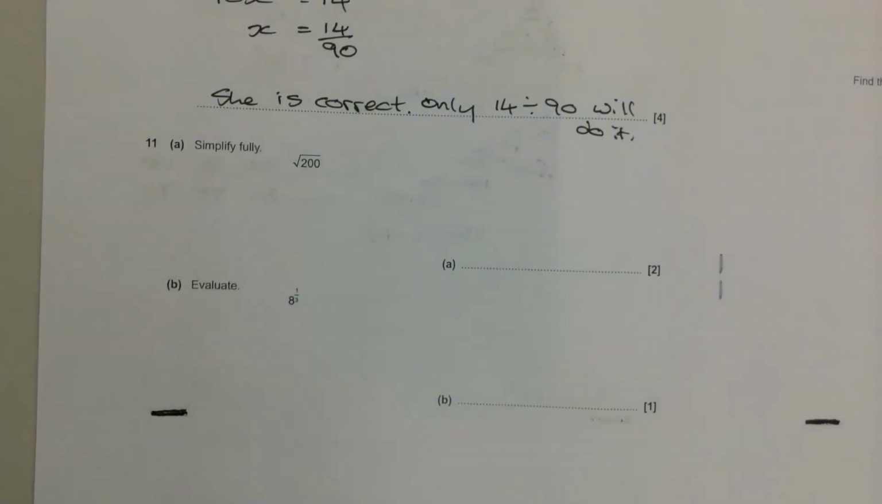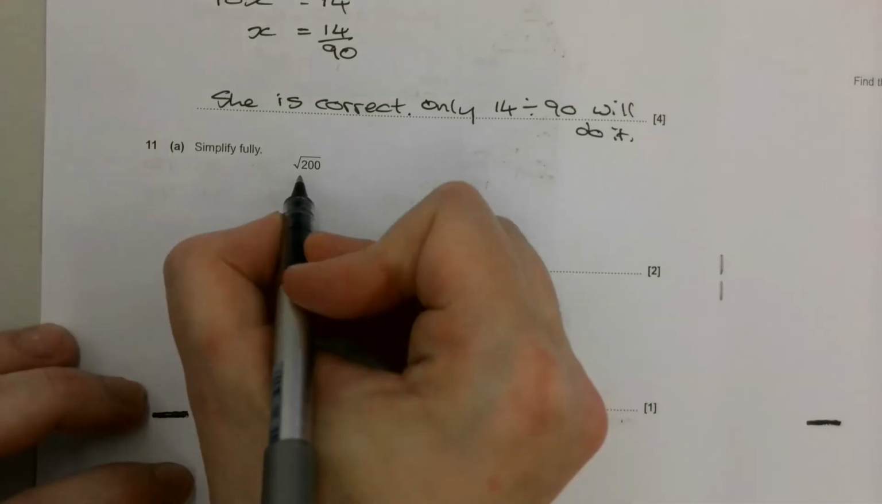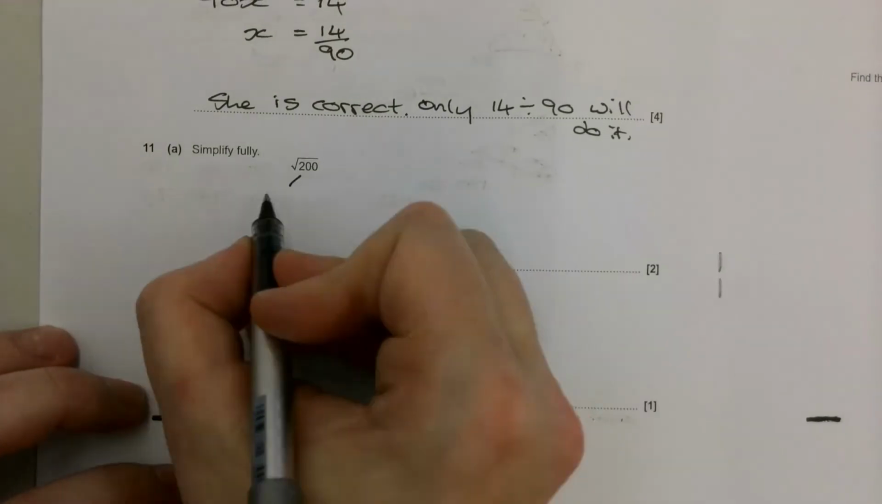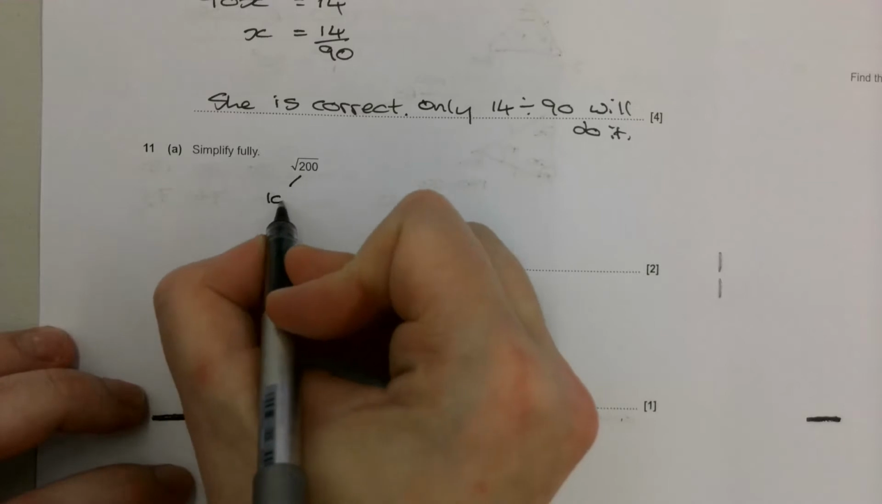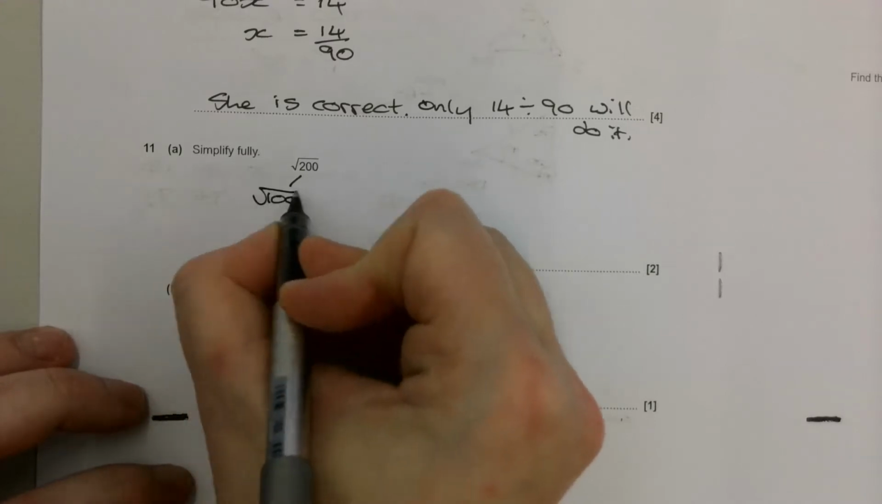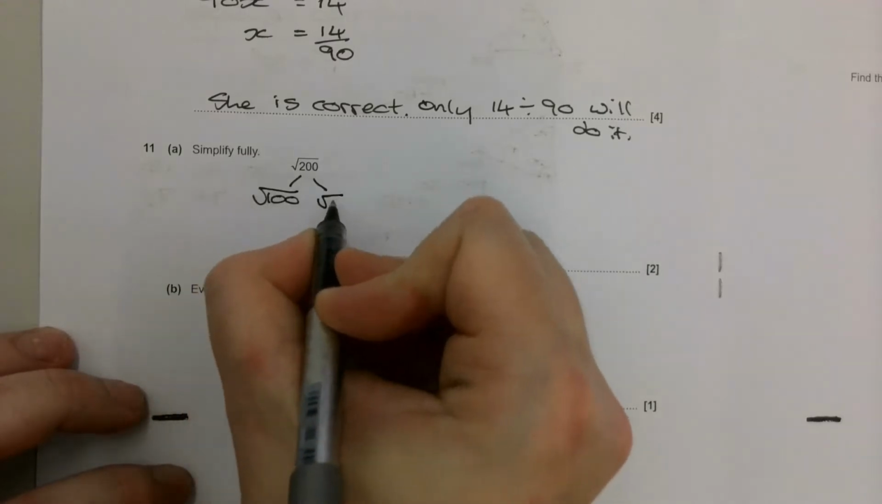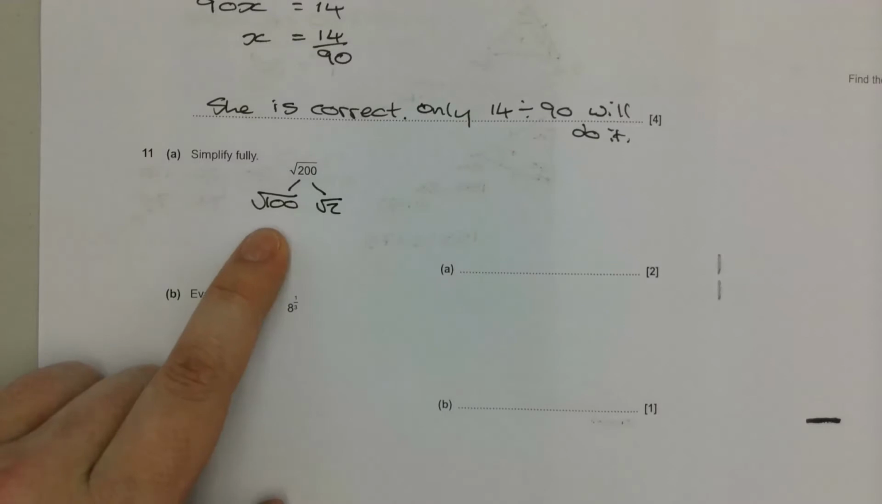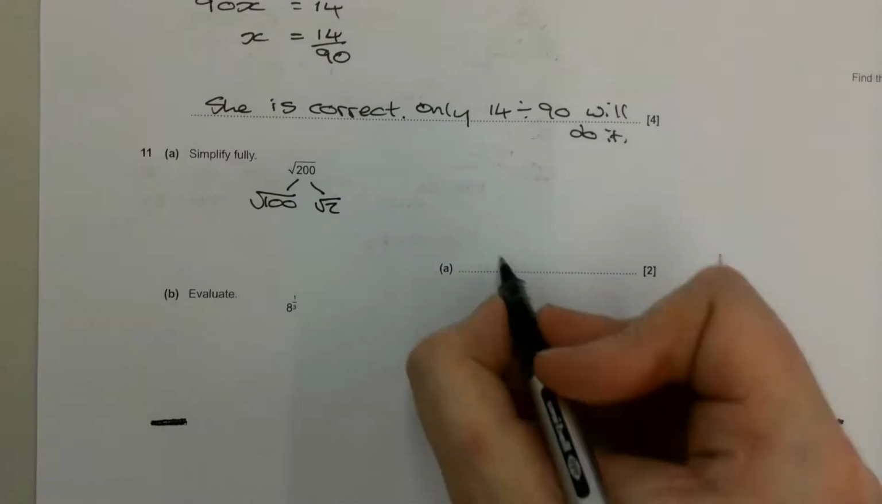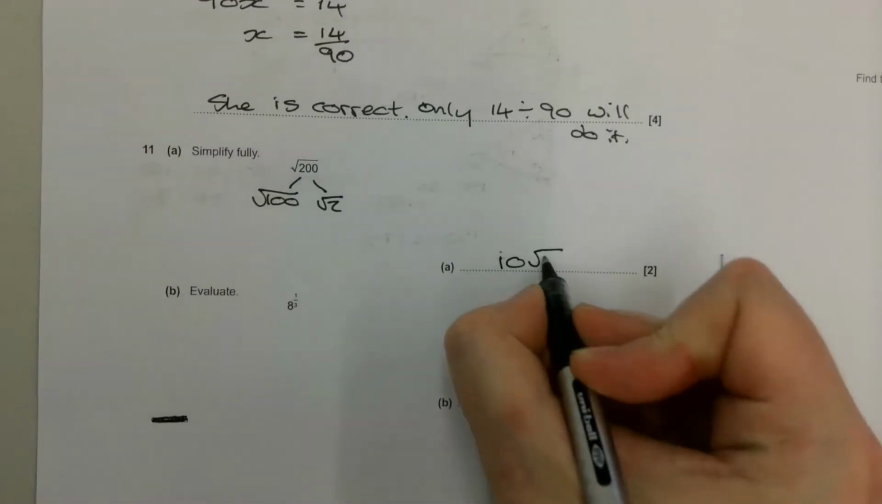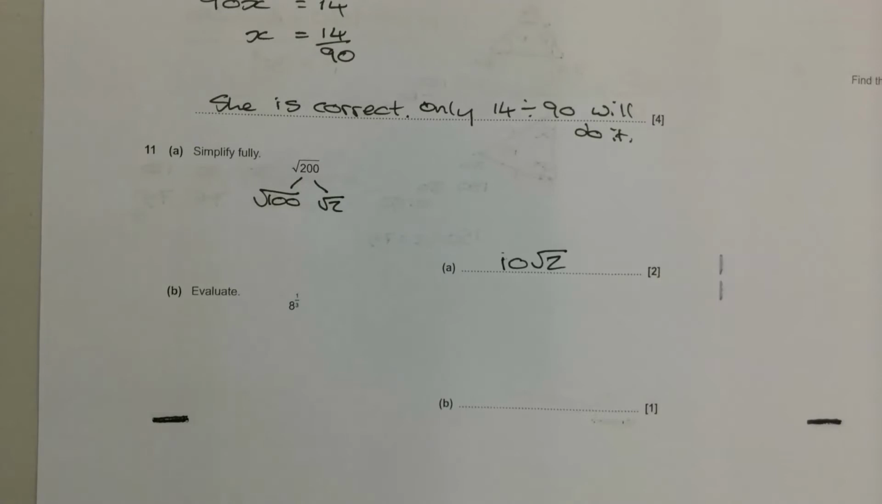Okay, 11a, simplify fully, root 200. Well, I'm going to look for factors. I want one of them to be a square factor. 100 is a square number, and therefore the other one must be root 2. That means that we can square root 100 and get 10, but we cannot square root 2, so we're left with 10 root 2.